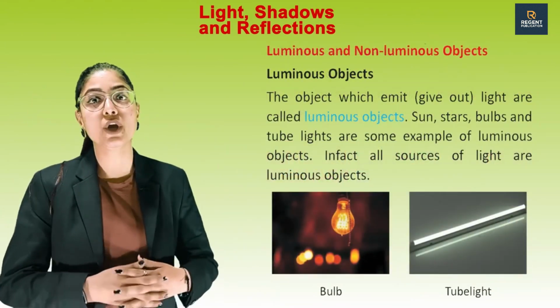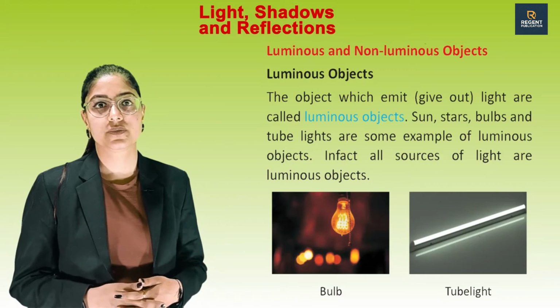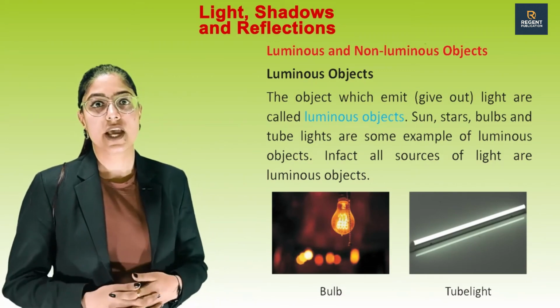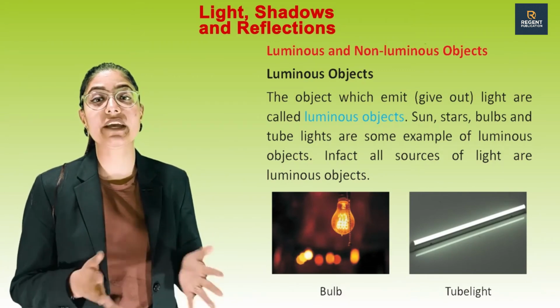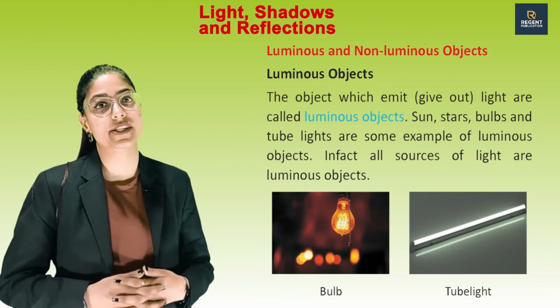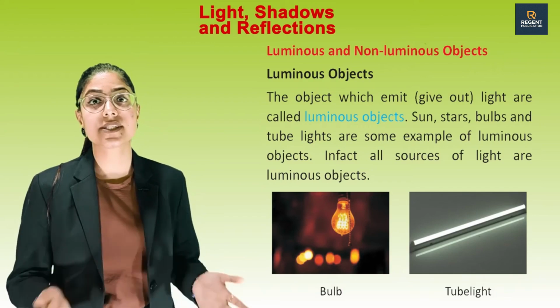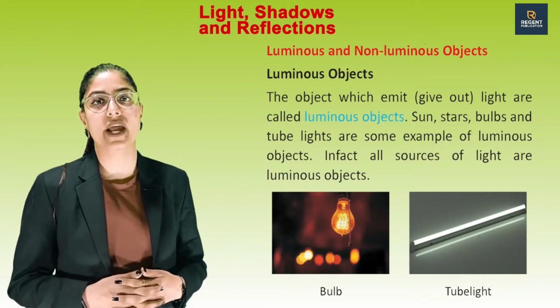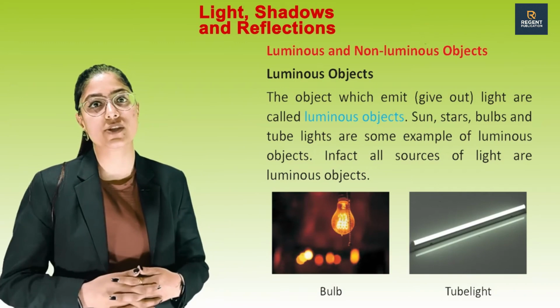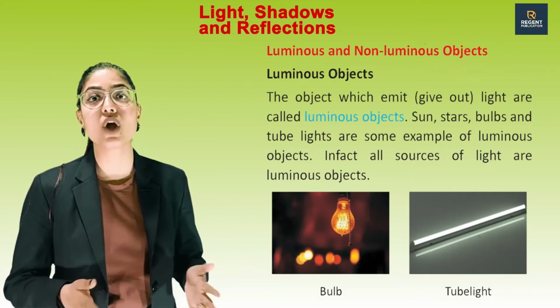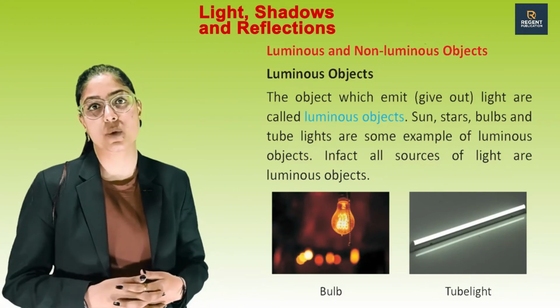Luminous and non-luminous objects. Luminous objects. The objects which give out light are called luminous objects. Sun, stars, bulb and tube light are some examples of luminous objects. In fact, all sources of light are luminous objects.